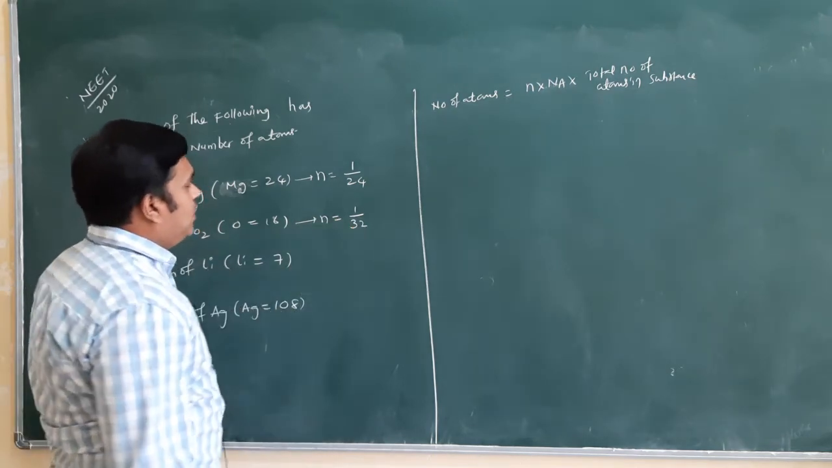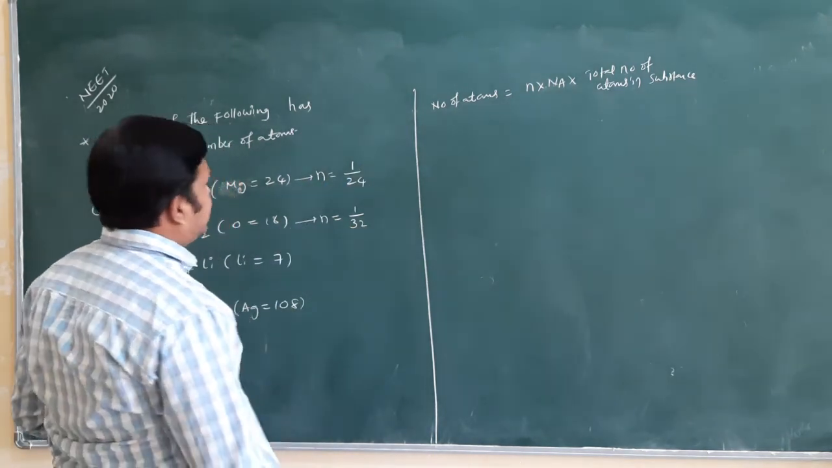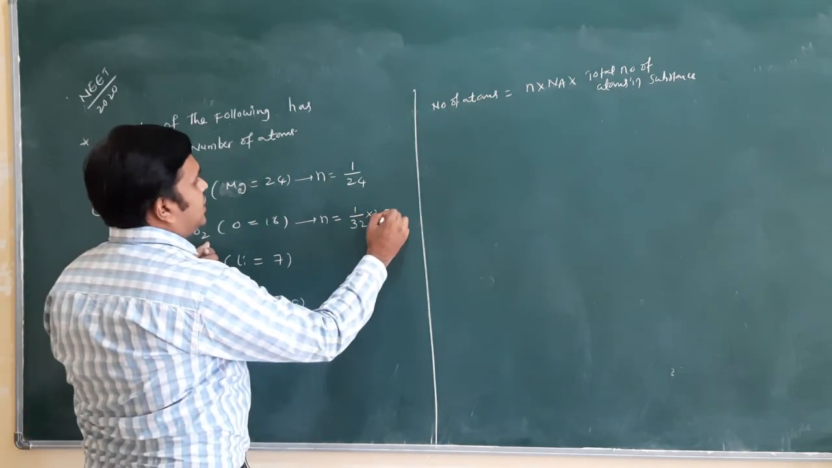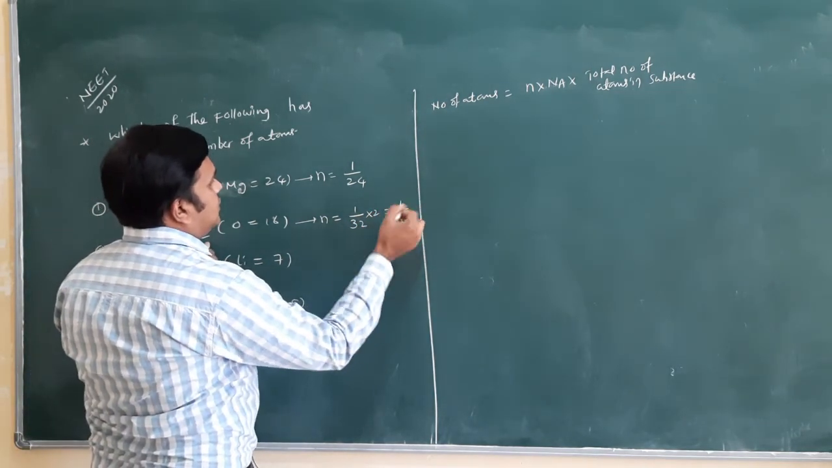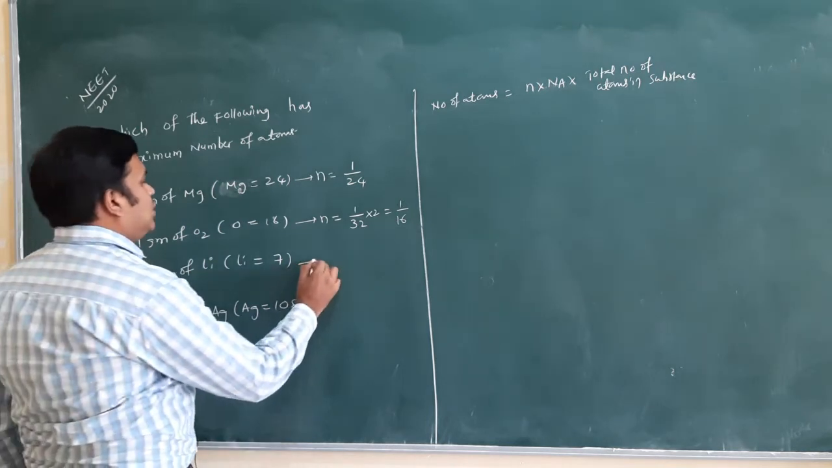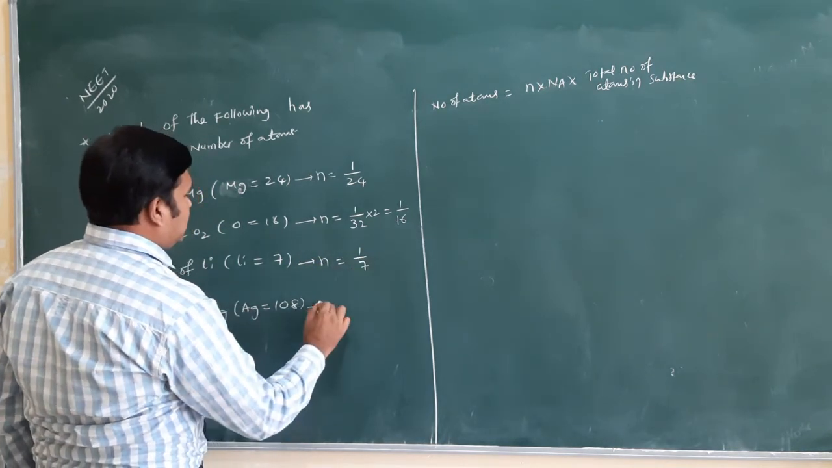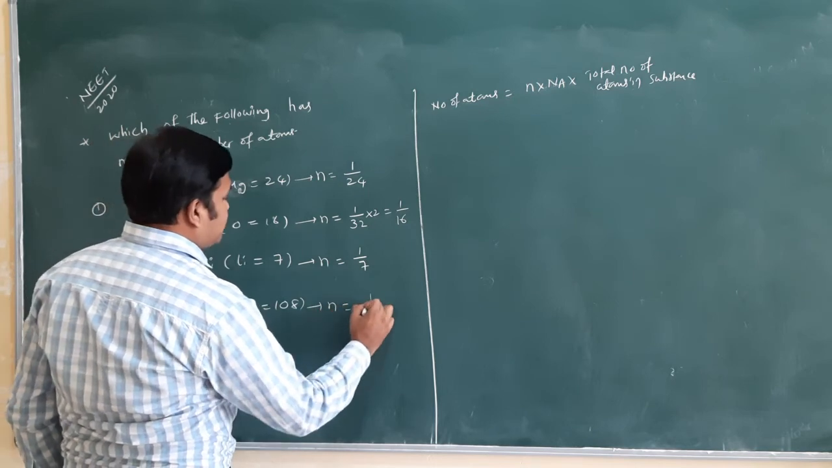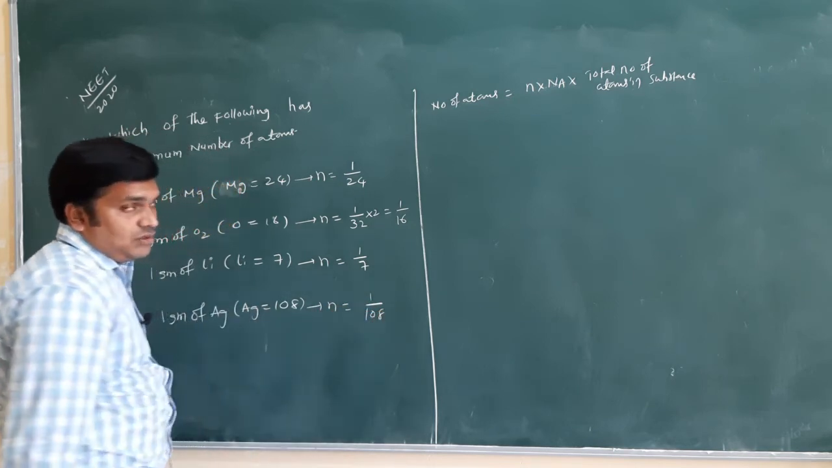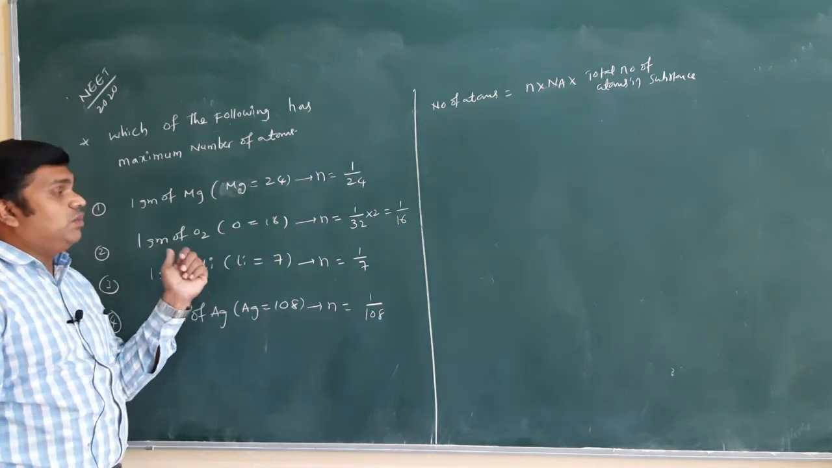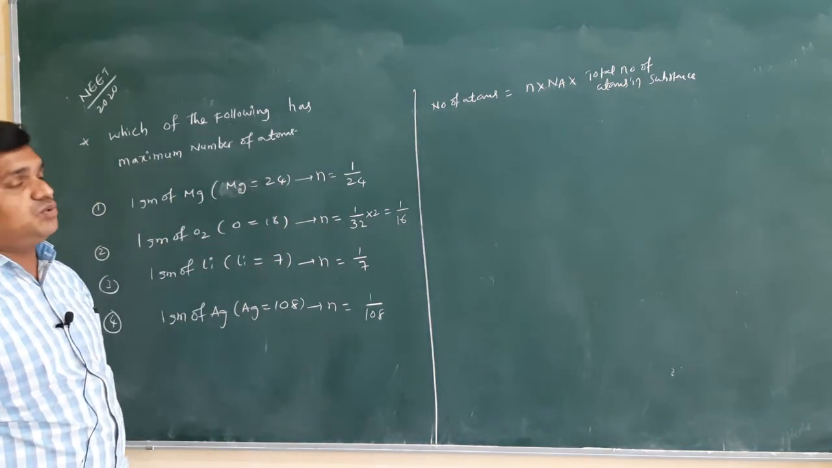For oxygen, 1 by 32 we have. But the total number of atoms, how many we have? 2 only. Into 2, how much will you get here? You will get 1 by 16 only. For lithium, n is equal to 1 by 7 only. For silver, 1 by 108 only, because here only one atom is there. Silver 1 atom, lithium 1 atom. But oxygen atoms we have 2, so you multiply by 2 only.